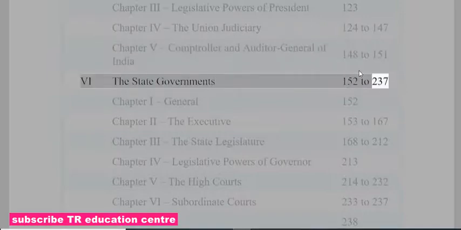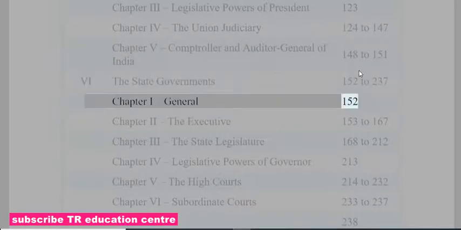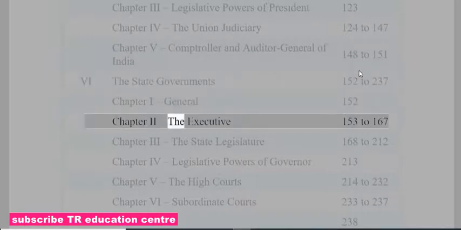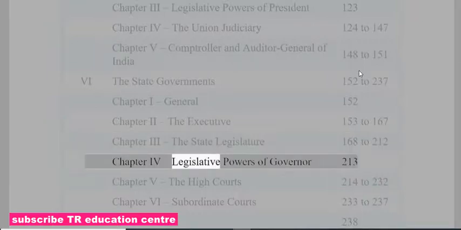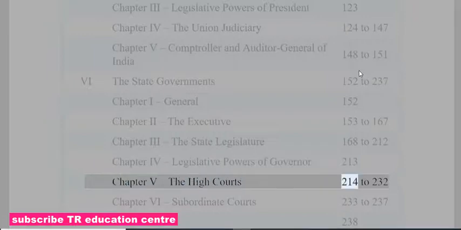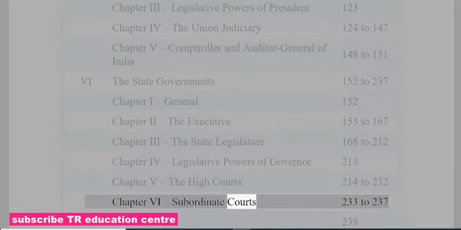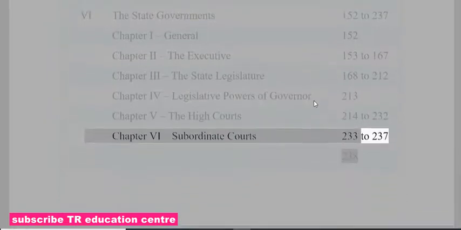Chapter 1. General, 152. Chapter 2. The Executive, 153 to 167. Chapter 3. The State Legislature, 168 to 212. Chapter 4. Legislative Powers of Governor, 213. Chapter 5. The High Courts, 214 to 232. Chapter 6. Subordinate Courts, 233 to 237.